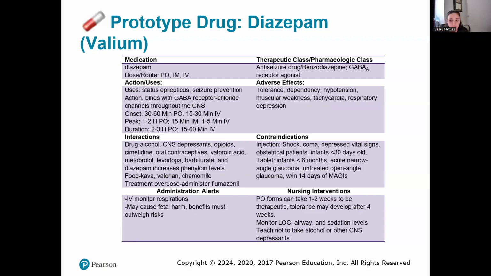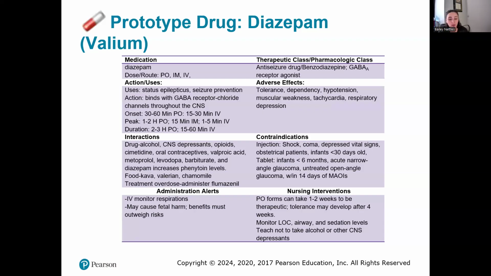It can cause fetal harm. We've talked about how most of these drugs can cause fetal harm. The PO forms can take 1 to 2 weeks to become therapeutic. Tolerance can happen as soon as 4 weeks, so you may need a higher dose.